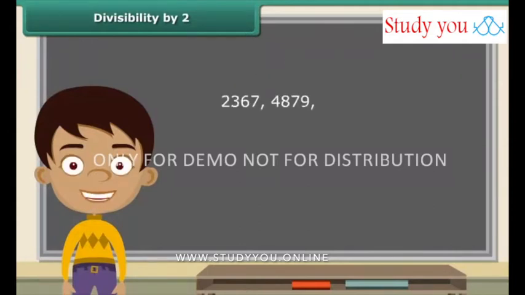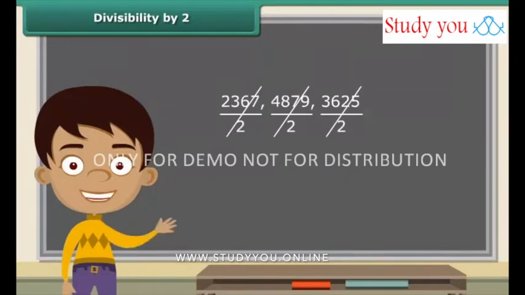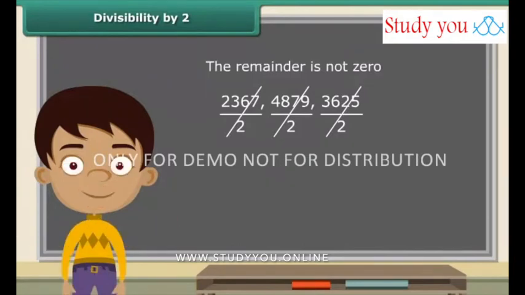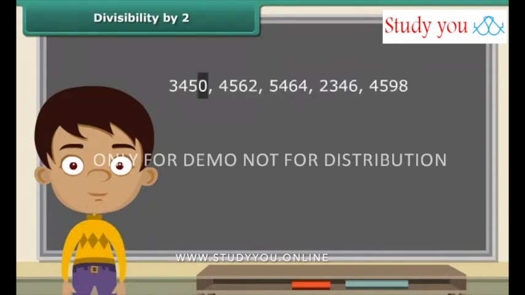He then picks up some numbers that do not end with 2, 4, 6, 8 or 0 and divides them by 2. Now he observes that all such numbers leave a remainder other than 0. Therefore, he concludes that a number is divisible by 2 if it has the digit 0, 2, 4, 6 or 8 in its ones place.